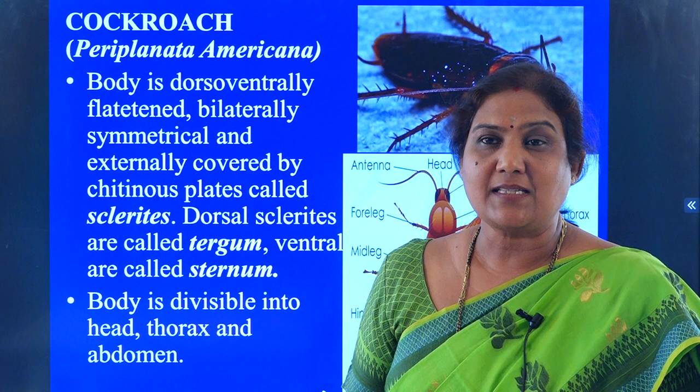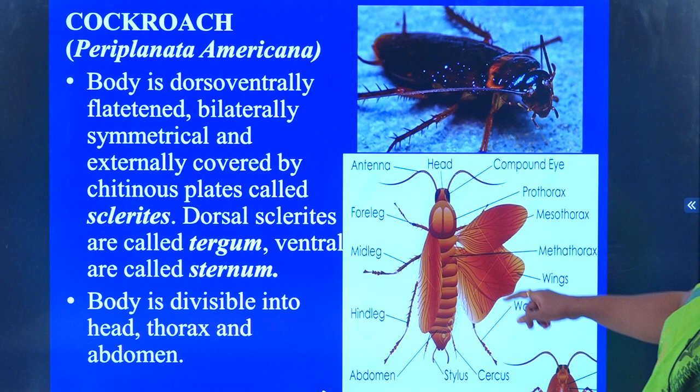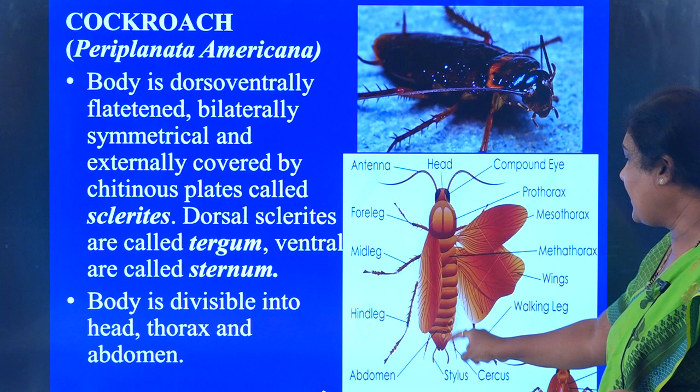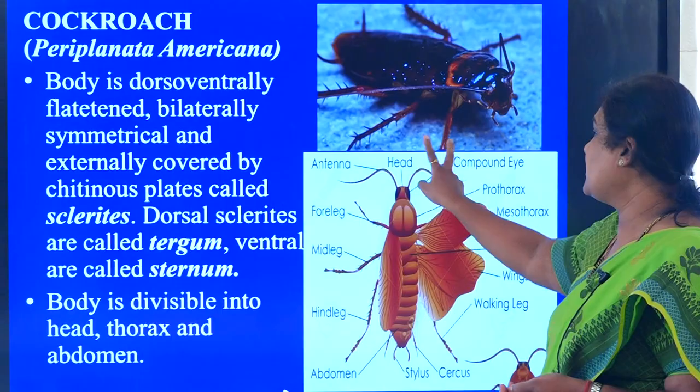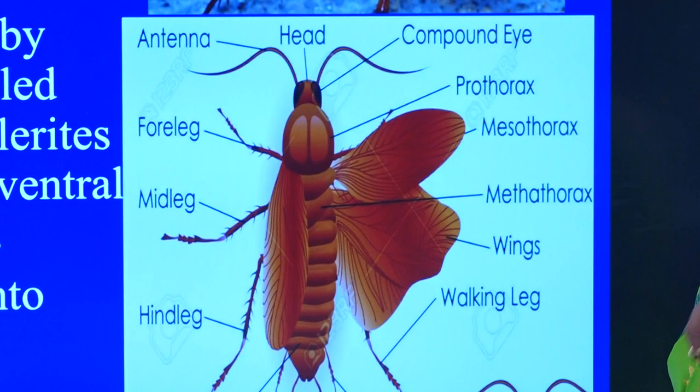The whole body is divisible into head, thorax, and abdomen. So, the head, it bears one pair of the compound eyes, one pair of the simple eye, and then there will be presence of the antennae, and beautifully the mouth would be holding the mouth parts with it.